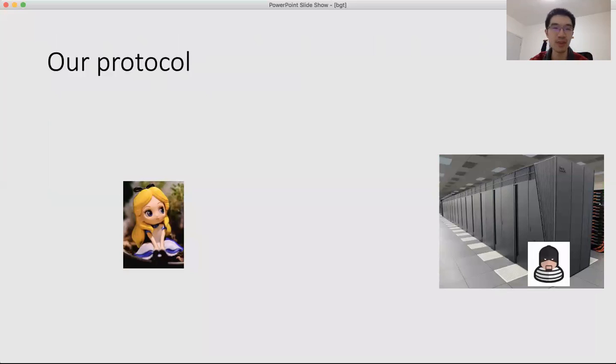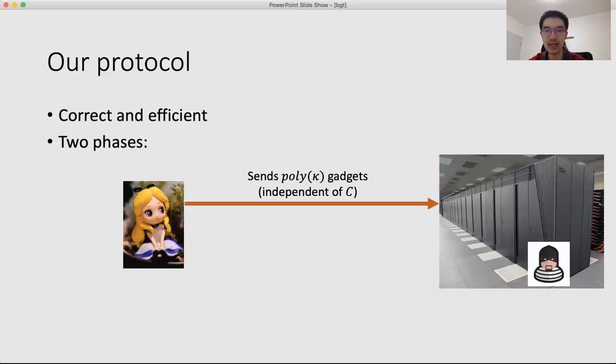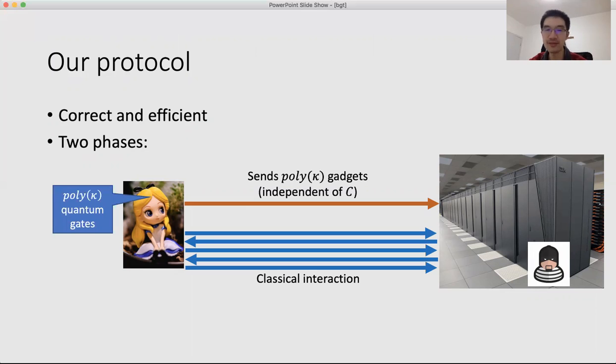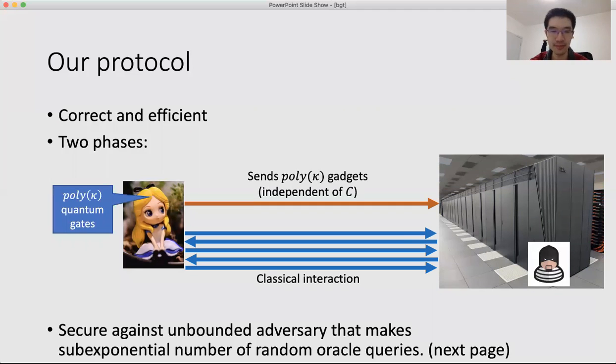In more detail, our protocol is as follows. There are two phases. In the first phase, the client sends some quantum gadgets to the server, and these gadgets can be prepared using only poly(λ) qubits, where poly is a fixed polynomial. And in the second phase, the client can become completely classical, and the protocol is secure in the quantum random oracle model.